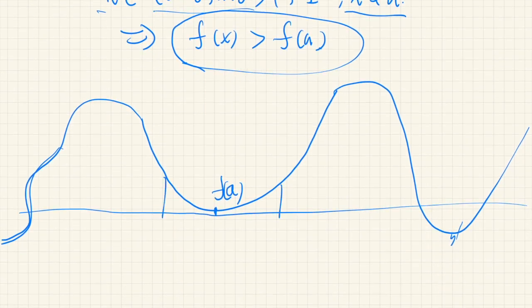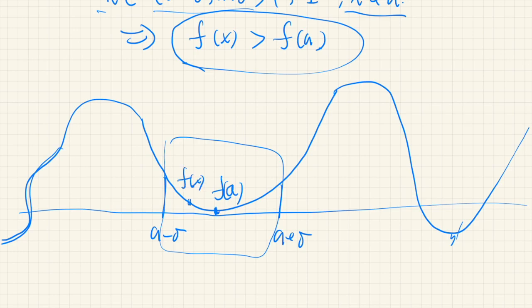Let's pick this delta, so a minus delta and a plus delta. If we just limit our attention to this open interval, which is a small interval, then the value of f of x is always greater than f of a. If this is possible, then we say f of a is a local minimum and x equal to a is a local minimum point.